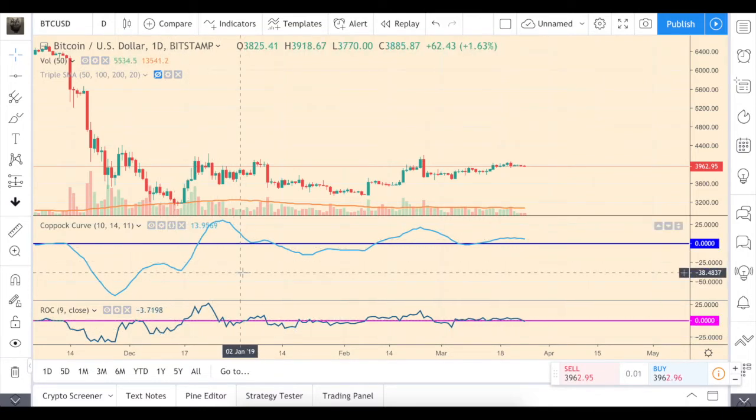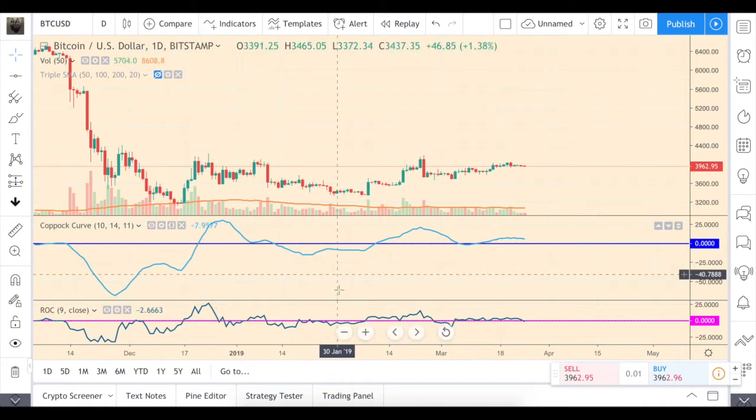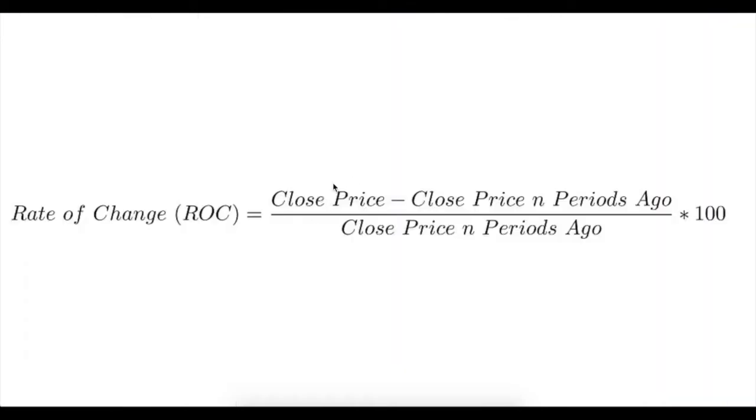And if the indicator is below zero, then the price tends to be going down. The same applies to the Coppock curve. Basically, ROC is the difference between the current price and the price n periods ago, divided by the price n periods ago. It is usually multiplied by 100, so it is in percent. So it shows how much the price changed over a certain period of time, and the rate of this change.